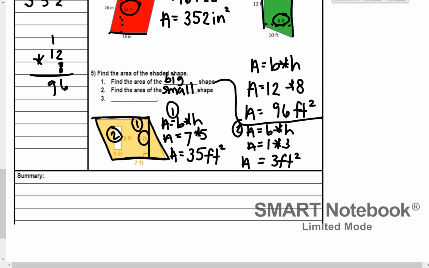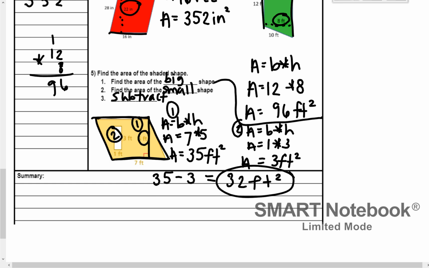Last but not least, I have to subtract that small shape from the big shape because I want to be left with what's shaded in. So I have to subtract 3 from 35. So I have to take 35 minus 3. I should not be taking 3 minus 35 because that would be a negative number, because something small minus something bigger than it is going to be negative. And a shape can never be negative because it takes up some amount of space. So we have to do 35 minus 3. And that shaded shape is going to be equal to 32 feet squared.